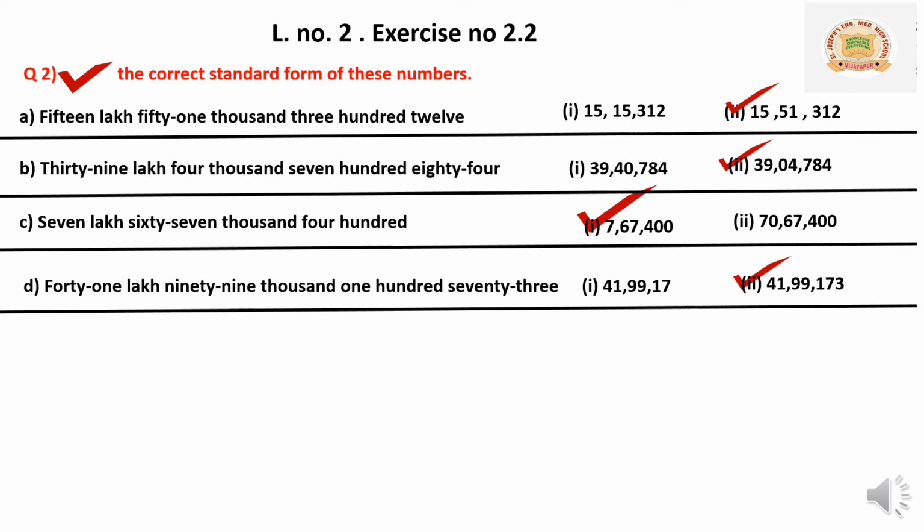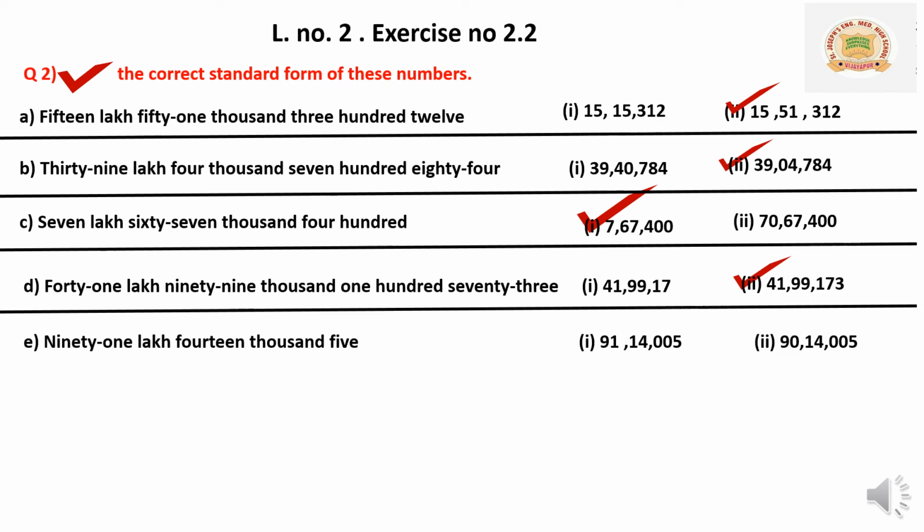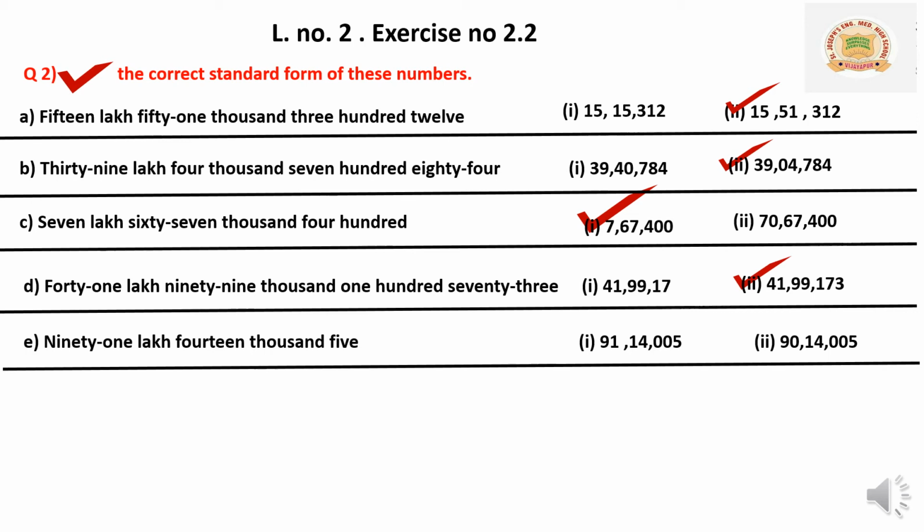Now let us read question E: 91 lakh 14,005. Let us check the options. These are the two options given. The first option we will read: 91 lakh 14,005. It's correct. The second option, 90 lakh, is a wrong one. So option number 1 is correct. Put the tick mark for option number 1.